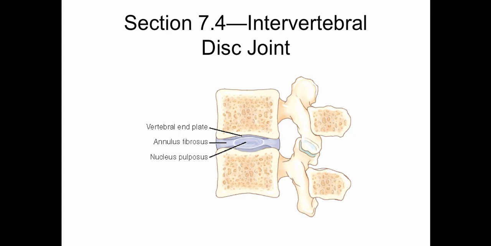This slide shows a picture of an intervertebral disc joint. It is composed of an outer annulus fibrosus and an inner nucleus pulposus and two vertebral end plates. The outer annulus fibrosus is composed of a tough fibrous ring of fibrocartilaginous material. The inner nucleus pulposus is composed of a pulp-like gel material, and the vertebral end plates are composed of cartilage. When a disc pathology occurs, it usually involves damage to the annulus fibrosus.